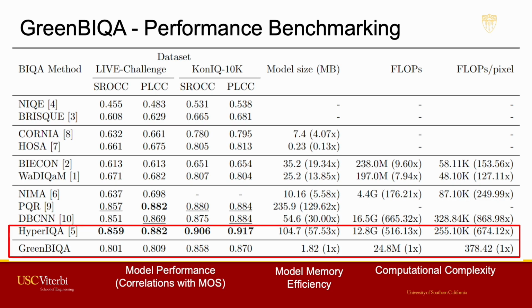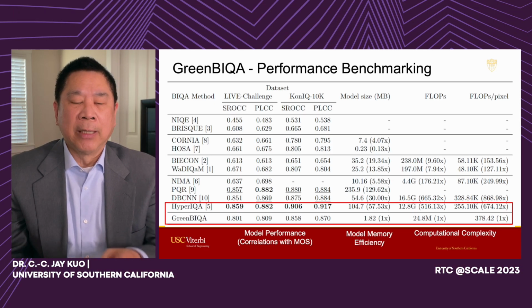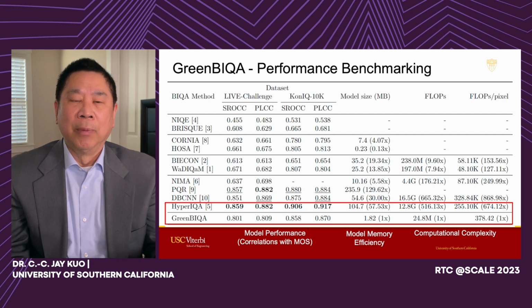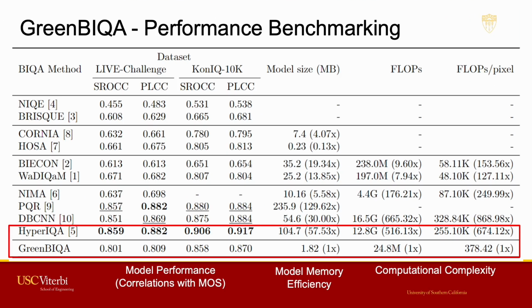And this slide shows the comparison of the different quality assessment methods, blind quality assessment methods. So the left column shows the different methods, and the middle two columns are about two data sets. One is the LIVE Challenge data set. One is the KonIQ-10K data set. And there are two measures. One is called SROCC, one called PLCC. These talk about the correlation between the predicted score and the human score. So 1.0 is the best, so they totally match. And less than 1, the higher the better.